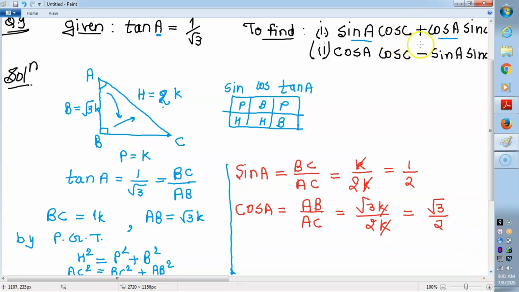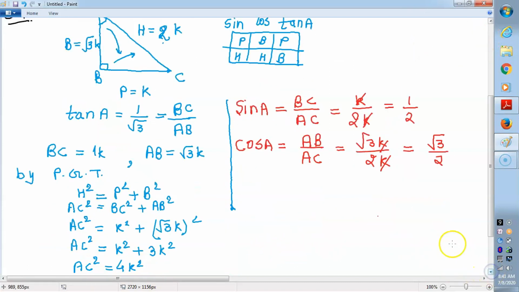Now, two more values we need in the question, cos C and sin C. For cos C and sin C, we can see here that the acute angle has changed. The given acute angle is A and the next relation we need is for C. So we have to decide the sides first. We are drawing a small triangle here, ABC, just to decide the sides only. Values will not change. Only base and perpendicular get interchanged for acute angle C.